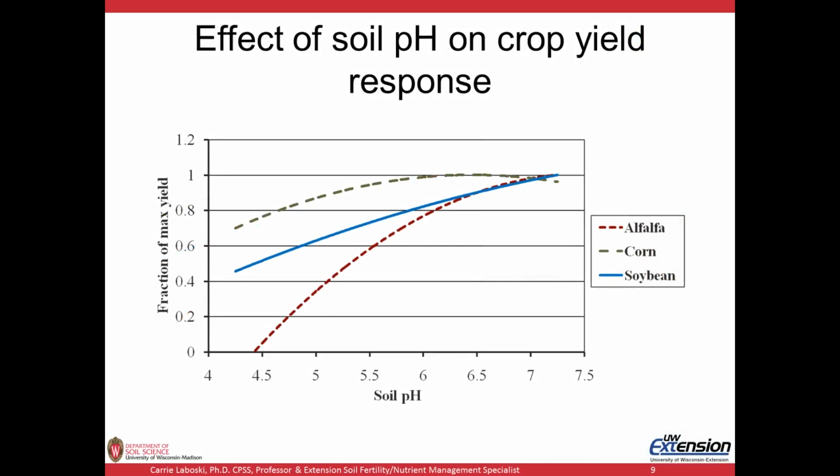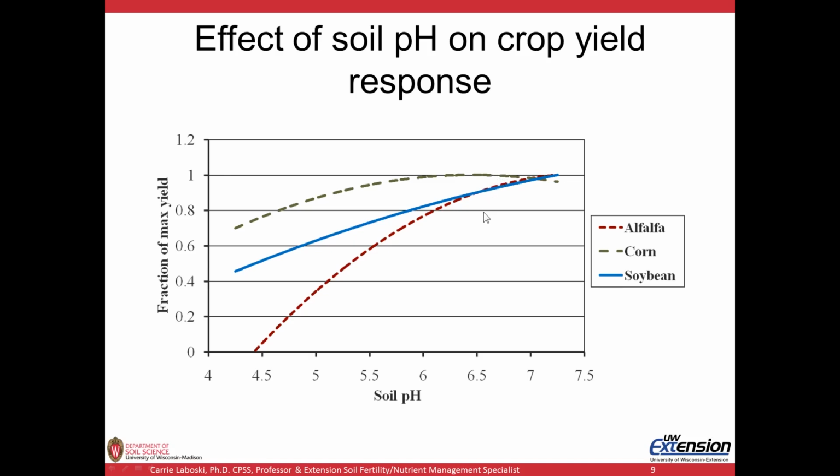Now this graph is showing the effect of soil pH on crop yield response. On the left axis we have the fraction of maximum yield, and on the bottom we have soil pH. This data was collected from studies conducted here in Wisconsin. We're looking at alfalfa, corn, and soybean. With corn, the green line at the top, we have yield reductions when the soil pH is below 6.0, and then it flattens off. When pH is above 6.0, you don't get any yield improvement from having a higher pH compared to 6.